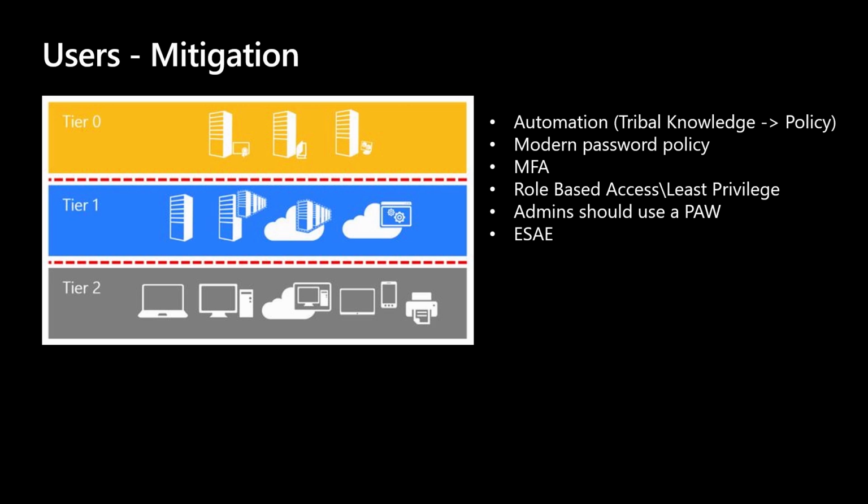And at minimum, what you could do is create a tiered model. So in tier 0, that would be your DCs. Tier one, that would be your servers. Tier two would be all your workstations and user devices.